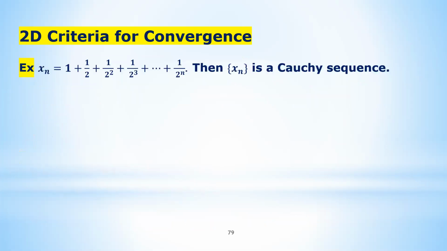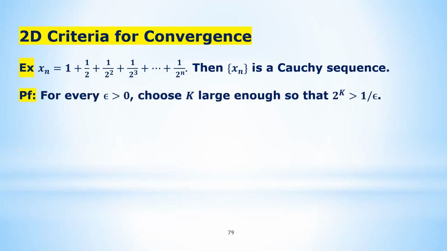Another example, this time, is more complicated. The xn, the term itself looks like a summation of many terms, like 1 plus 1 half up to 1 over 2n. Okay. So anyway, I define a sequence xn. So we're going to see that this xn is a Cauchy sequence. Okay, so again, we need to do some technical preparation. So for every epsilon greater than 0, I choose k large enough to make this happen: 2k to the power of k greater than 1 over epsilon.